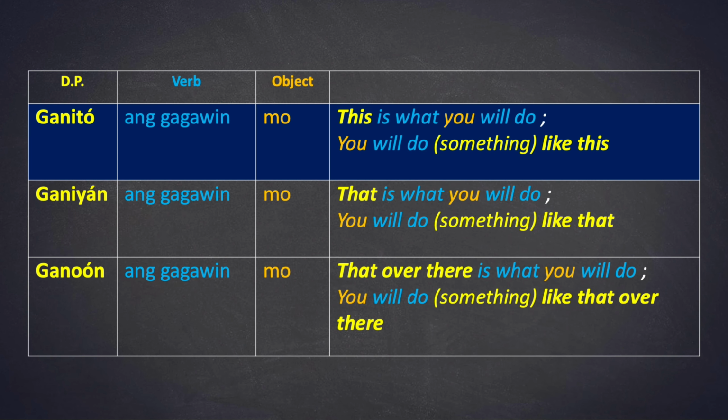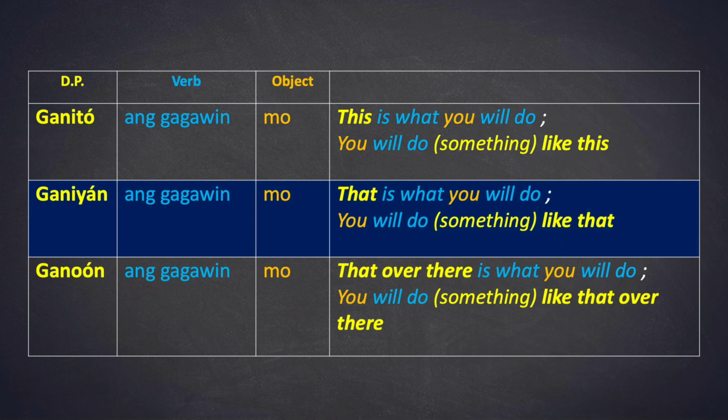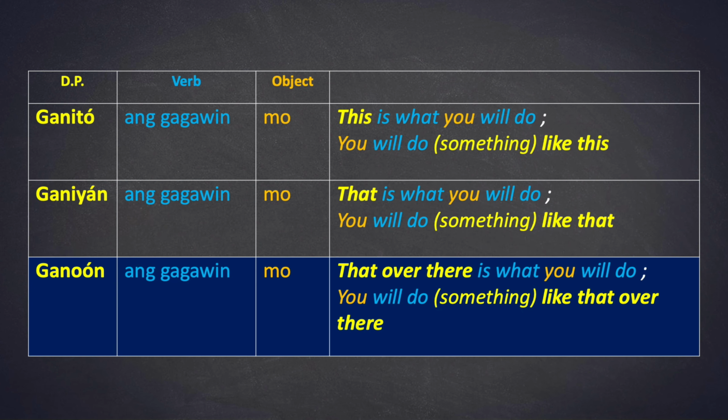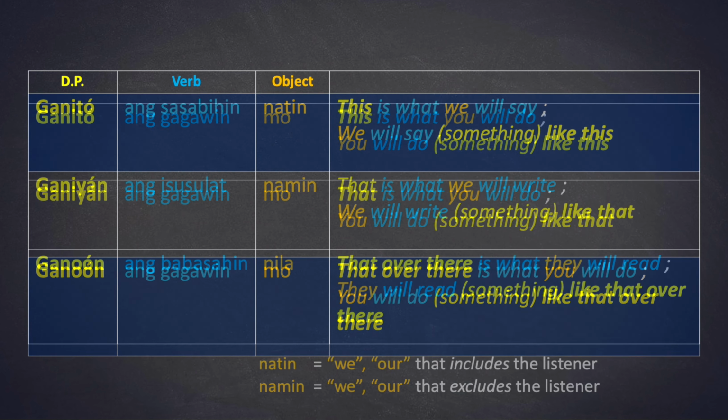Ganito ang gagawin mo. This is what you will do. Or, you will do something like this. Ganiyan ang gagawin mo. That is what you will do. Or, you will do something like that. Ganoon ang gagawin mo. That over there is what you will do. Or, you will do something like that over there.